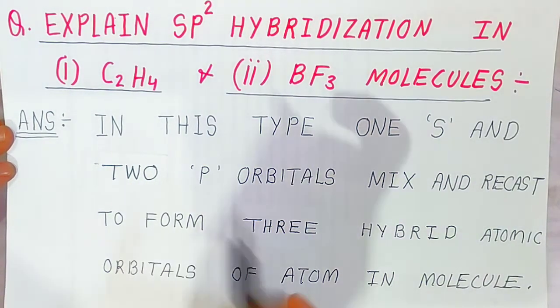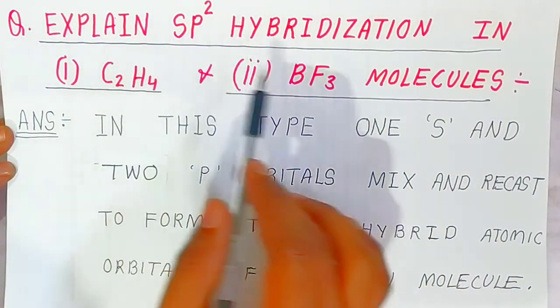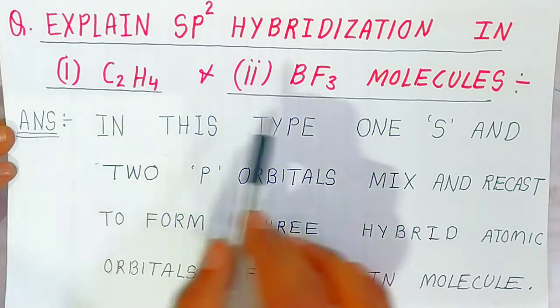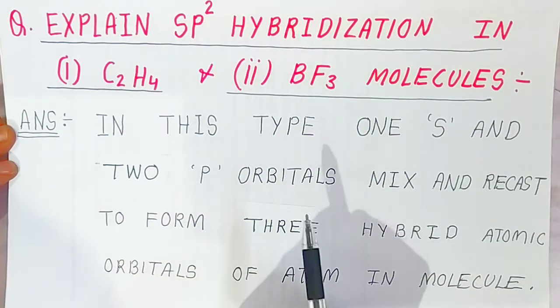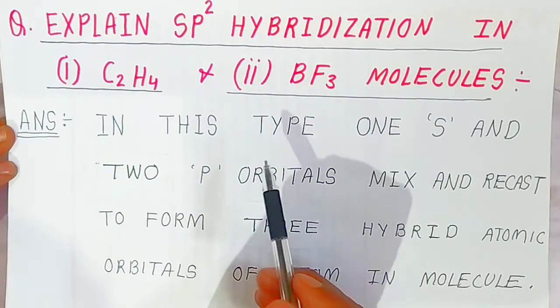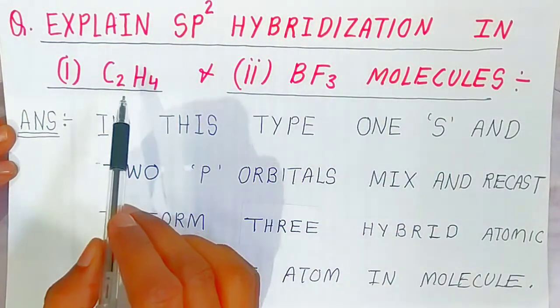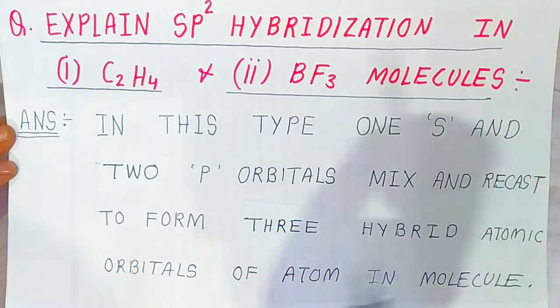Today we are going to see the explanation about sp2 hybridization in ethene and boron trifluoride molecules. So far we have seen the sp3 hybridizations in the first video. In this video, students, we are going to see the sp2 hybridization in ethene and boron trifluoride molecules.